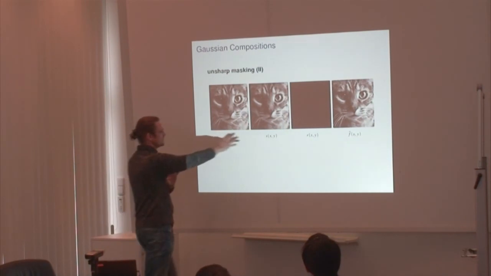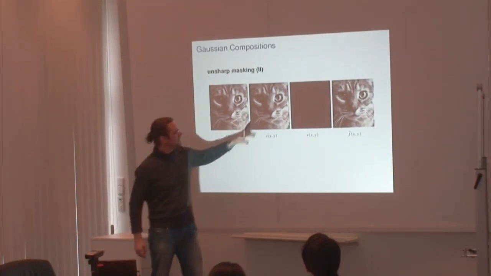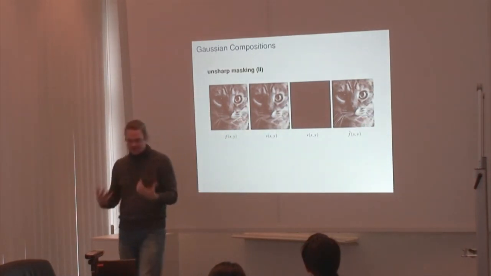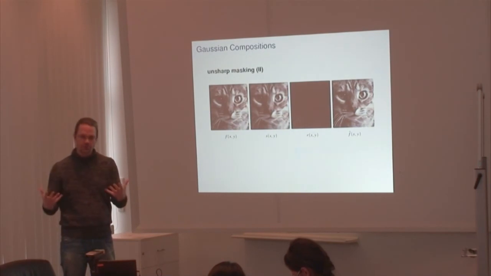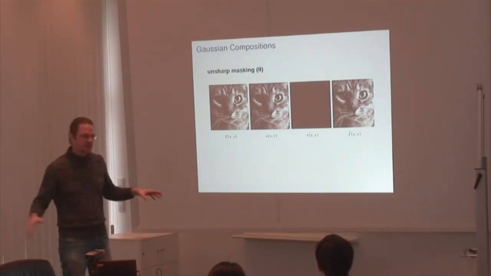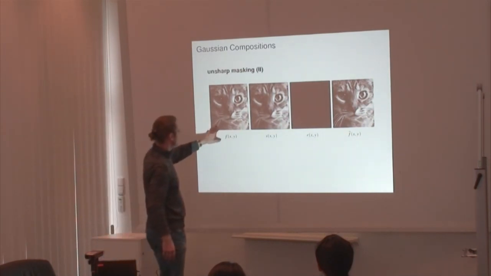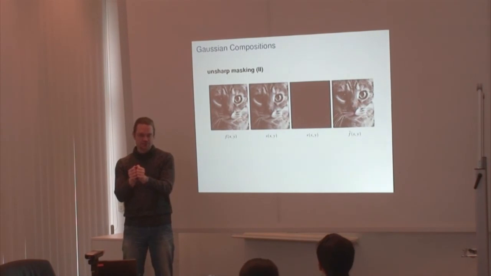Here is the original, here is the blurred version. This is the difference between the original and the blurred version. And of course, this difference is large where there are sharp edges in the image, right? Because if we blur the image, these sharp edges will go away. So the difference between the original image and the blurred image is basically at the edges.